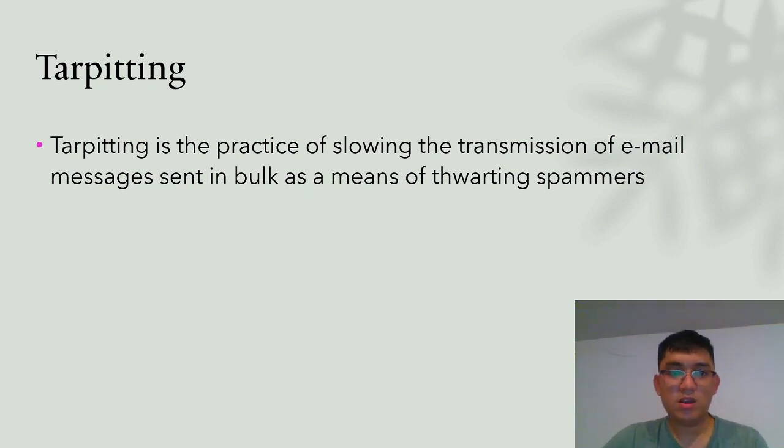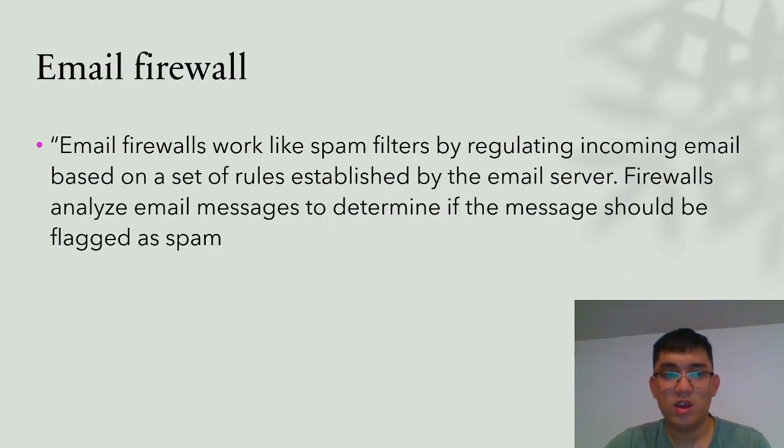The first one is targeting, which is a practice of slowing the transmission of email messages sent in bulk as a means of targeting spammers. Next, we have email firewall. Email firewall works like a spam filter by regulating incoming email based on a set of rules established by the email server. Firewall analyzes email messages to determine if the message should be flagged as spam.